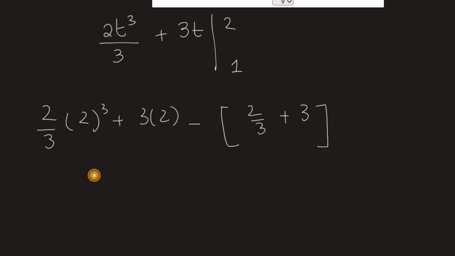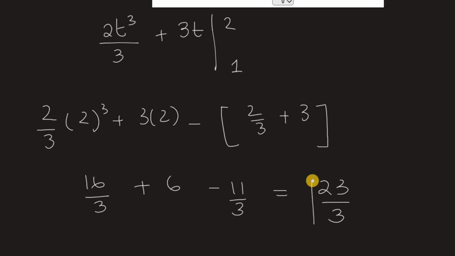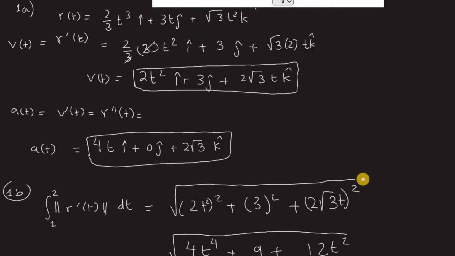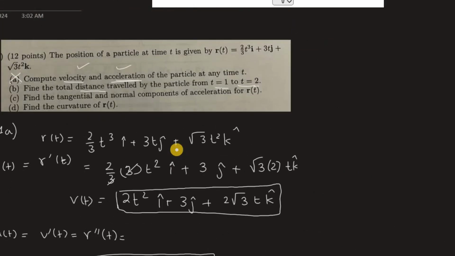Okay, so if you do this, it's going to give you 16 over 3 over here. This is going to be 6, and this is going to be 11 over 3. And if you solve all this, it should give you 23 over 3. And this is the answer to 1b then. Okay, so we just finished 1b as well.